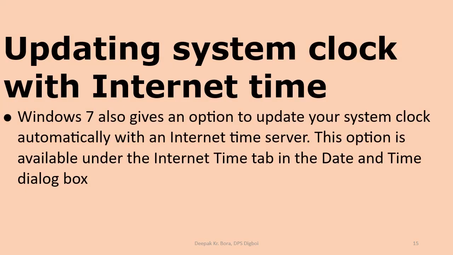Updating system clock with internet time. Windows 7 also has an option to update your system clock automatically with an internet time server. This option is available under the Internet Time tab in the Date and Time dialog box. We'll see practically how to do it now.